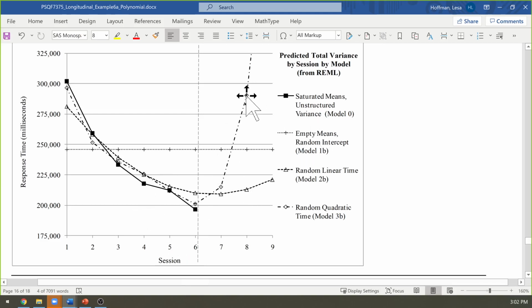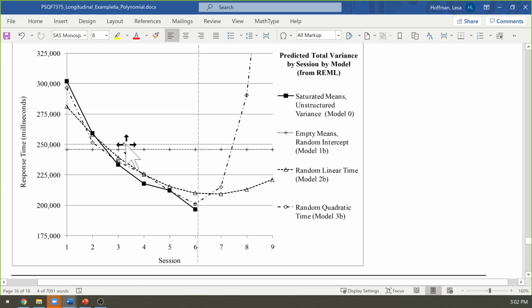Whereas the one with the diamonds that looks all crazy, this one right here that's shooting off into the stratosphere, that's the random quadratic model where the variance is predicted to change quartically as a function of time to the 4th power, which is why it went nuts, and it's actually off the y-axis. The last one is so high.